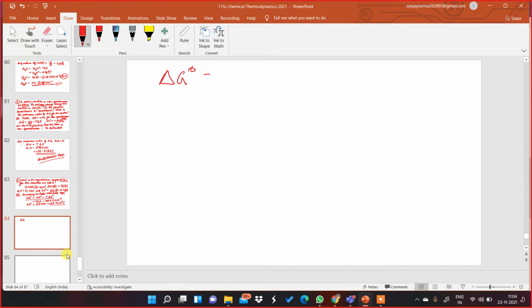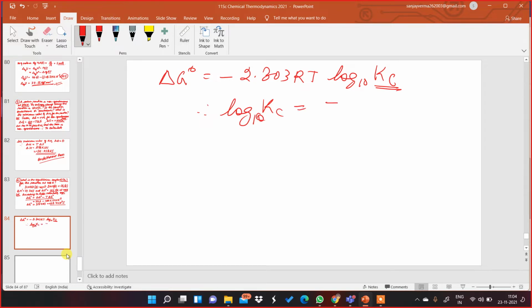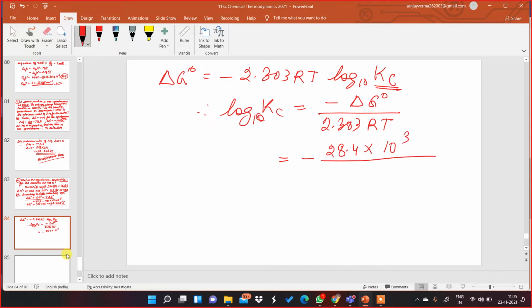Okay. Now we'll apply the relation: delta G naught is equal to minus 2.303 RT log to the base 10 Kc. Okay. So we are supposed to calculate Kc. Therefore log Kc to the base 10 will be equal to minus delta G naught, this minus sign is going this side, divided by 2.303 RT. Okay. So putting all the values, delta G naught we have already calculated in joules, 28.4 into 10 to the power of 3, divided by 2.303, and gas constant we take as 8.314, and temperature is 400 Kelvin.